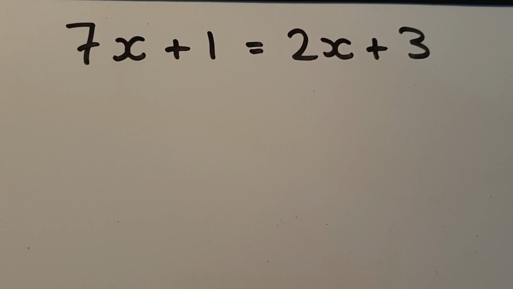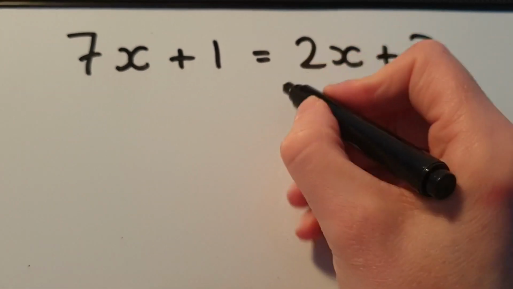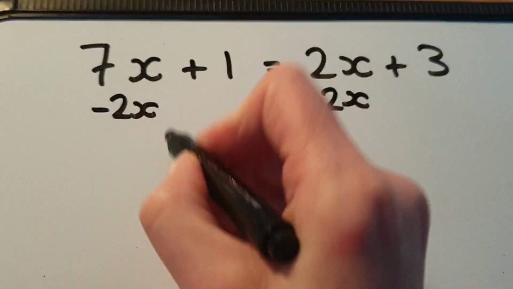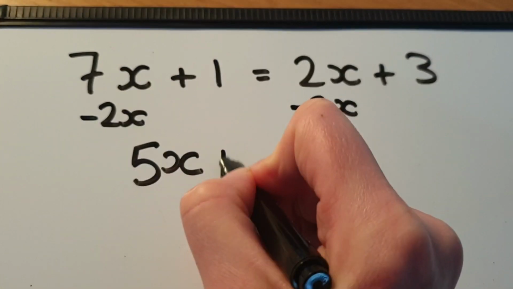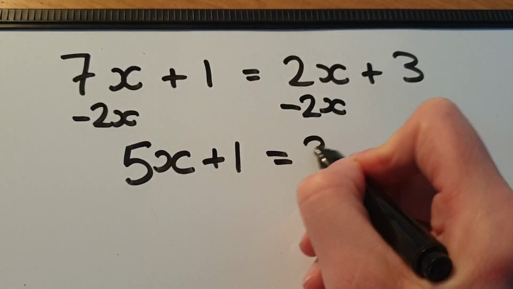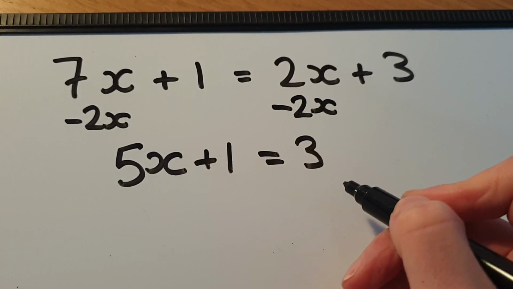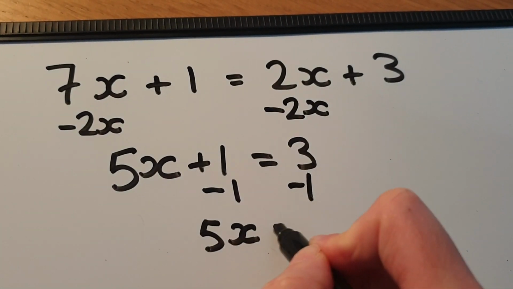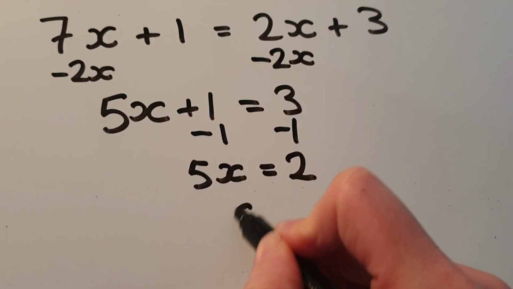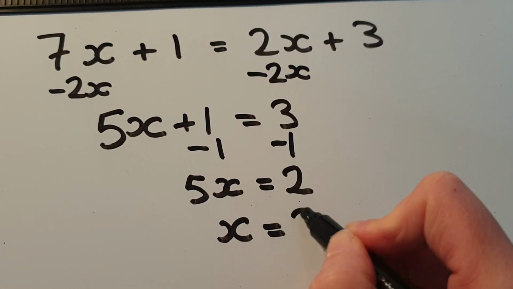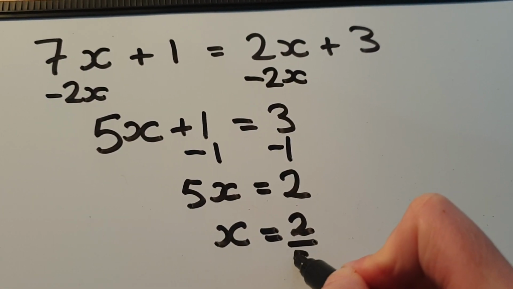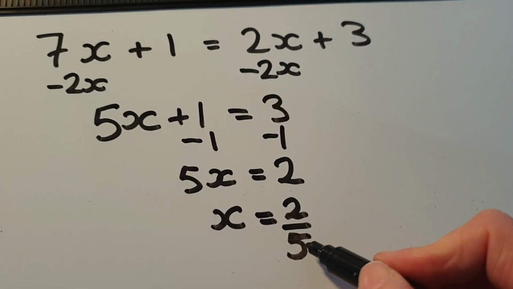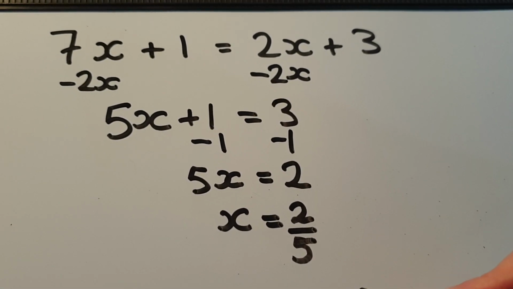Here's another one. So the smallest value is clearly 2x. We're going to subtract 2x from both sides. So we've got 5x plus 1 equals 3. Take away 1 from both sides. 5x equals 2. Now we're going to go and divide, but this will not work out into a whole number. So your answer will just stay as 2/5. X equals 2/5.